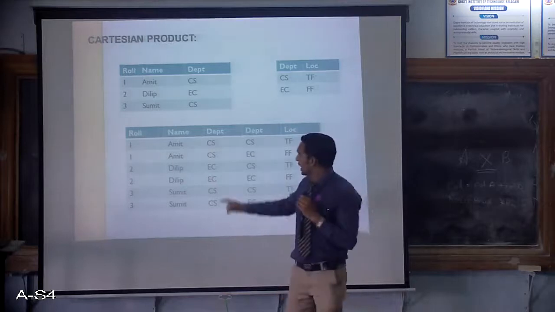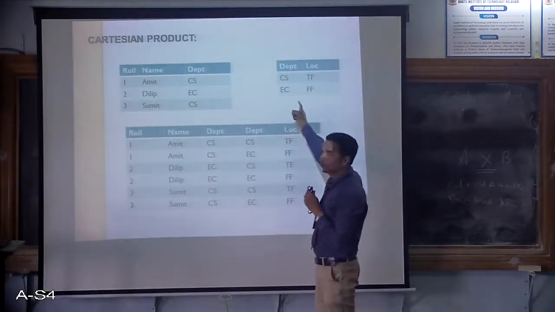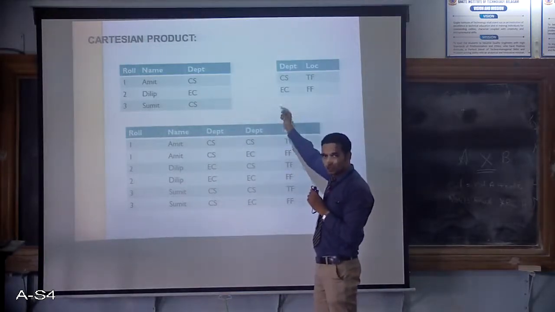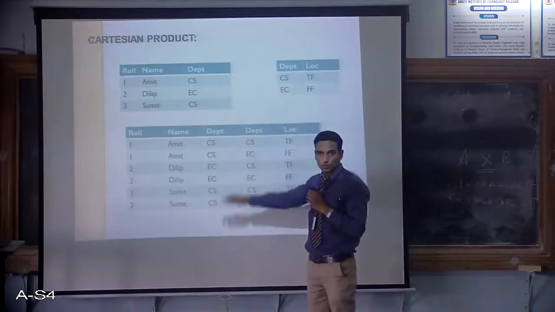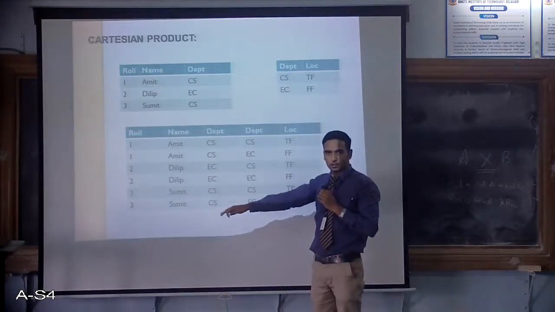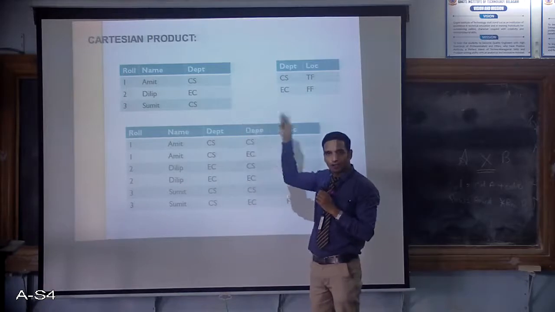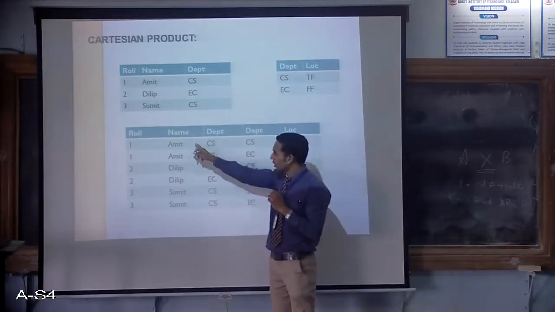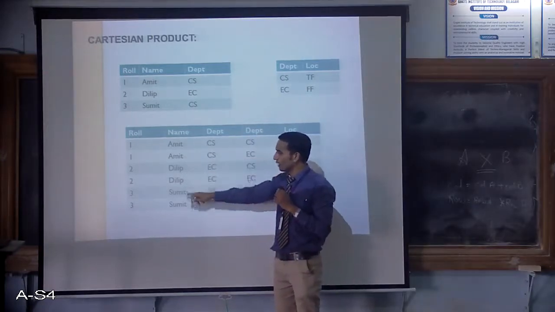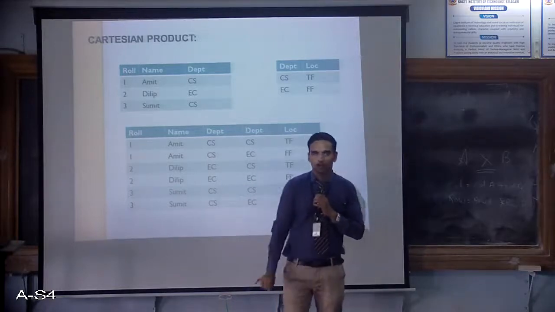So how many rows it has? 3. How many it had? 2. So 3 2s are 6. So the Cartesian product of A cross B should have 6 rows. Verify it. If you are missing something, again go back and work it out. But if you are getting 6 rows, 1, 2, 3, 4, 5, 6, that means till now your Cartesian product is correct.